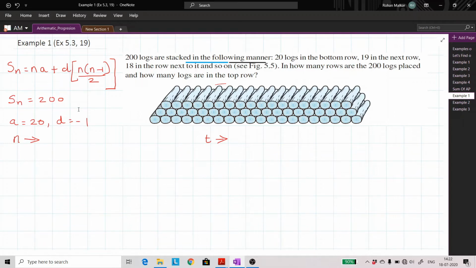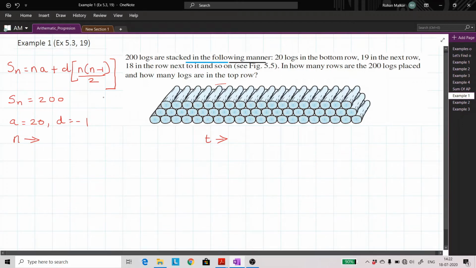In this video, we are going to solve some problems. In other words, we are going to see some applications of the formula for finding the sum of all the terms which comprise an AP, which we learned in the previous session. The formula that we learned is written here.